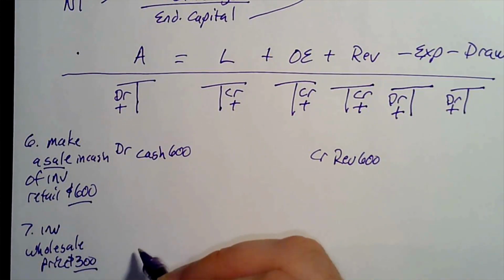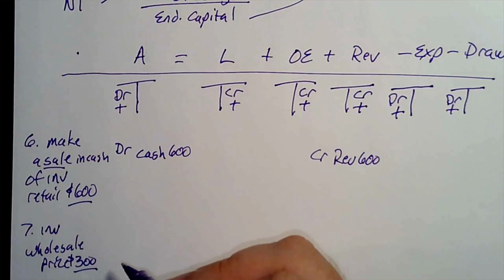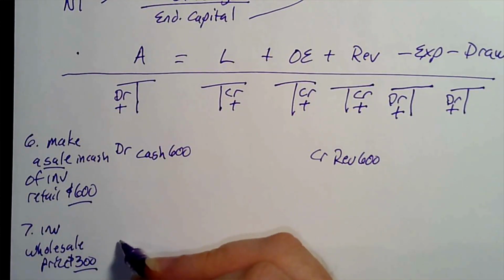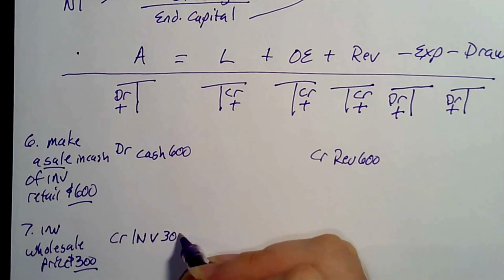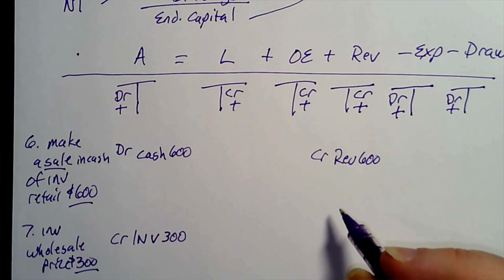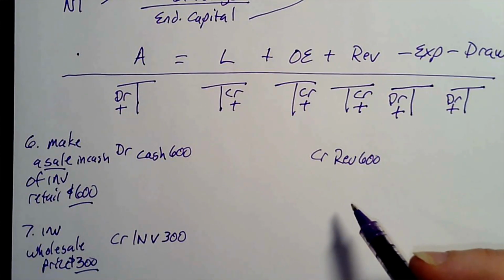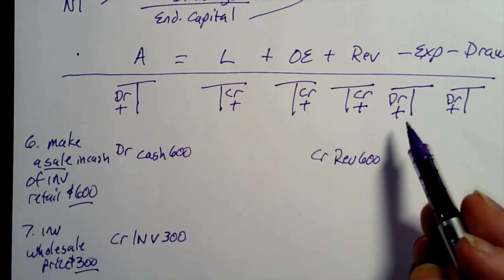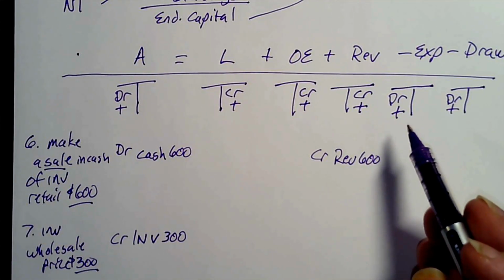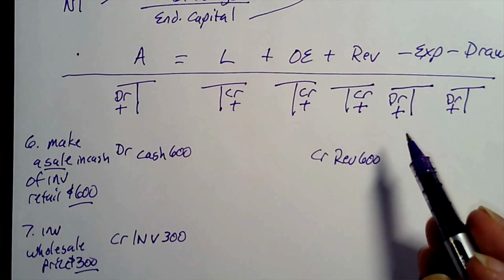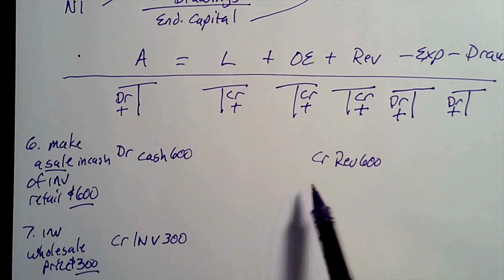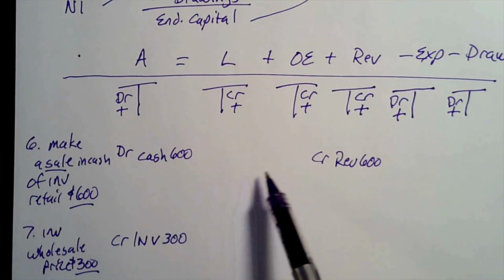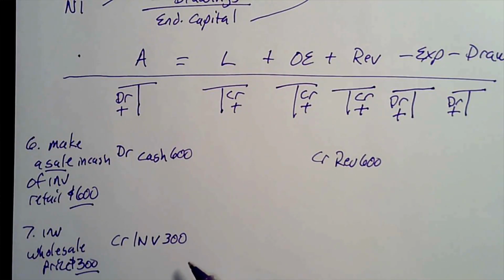So what ended up happening? Well, we give up the inventory. The inventory goes down, so that would be a credit to inventory of $300. And this is an important thing to understand: expenses are sometimes hard to understand, and we'll pay a little bit more attention to them. Anything that we use, anything that we give up to create a sale. The sale was a $600 sale, but what did we give up in exchange for that $600? We gave up $300 of inventory.